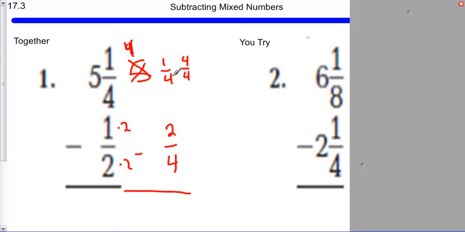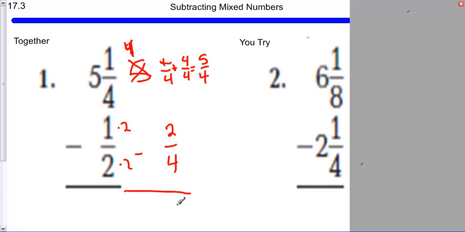4/4. Okay, because if I take 1 whole pizza, cut it up into 4 pieces, and eat all of it, I eat 4/4. So I add these together, and I get 5/4. So I have 4 and 5/4, which is the same thing as 5 and 1/4. Okay, they're the same value, the exact same thing.